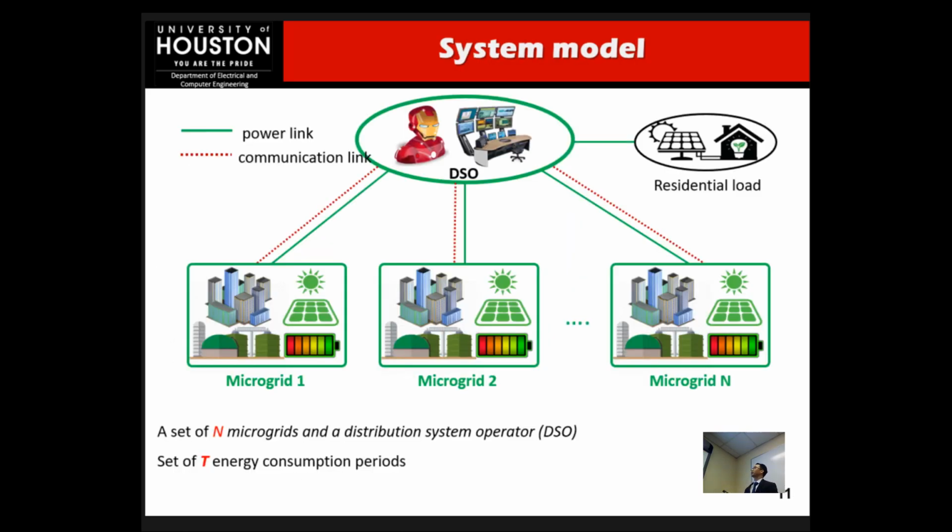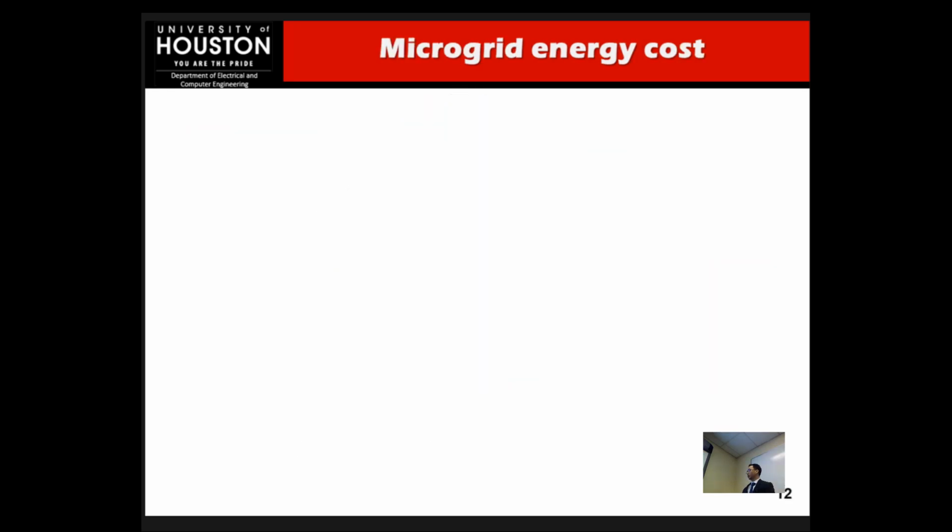So we consider a system with one distribution system operator, or DSO, and N microgrids. And we also consider a set of T energy consumption time slots. So microgrids, in order to satisfy demand, can buy power from the main grid, or they can generate power locally. So we can calculate the energy cost of the microgrids with this equation.